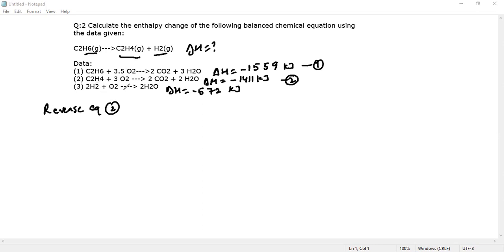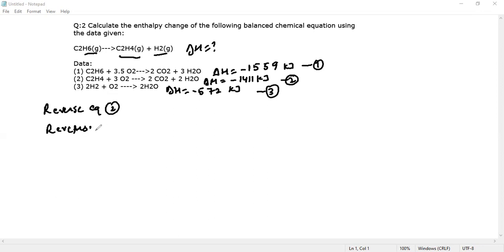We do have one equation, which is equation number 3. But again here also your hydrogen exists on the left hand side, which is on the reactant side. So you need to reverse that equation as well. But if you see here, we just need one hydrogen. In the given equation, we have two hydrogens. So we need to divide equation number 3 by 2 as well. So we need to do two operations on the third equation.